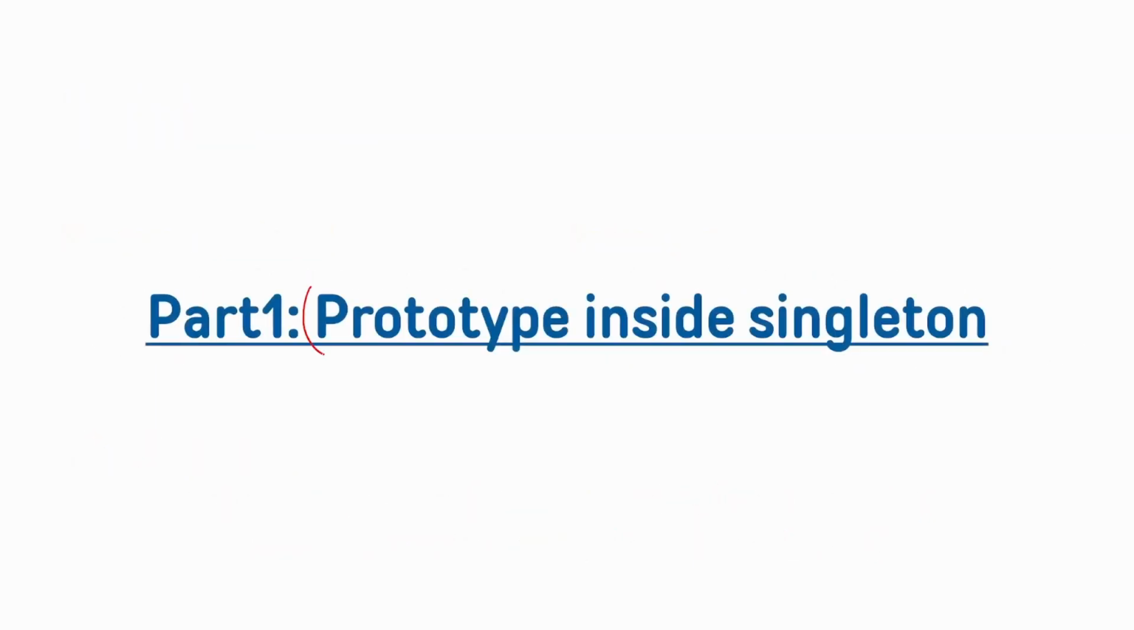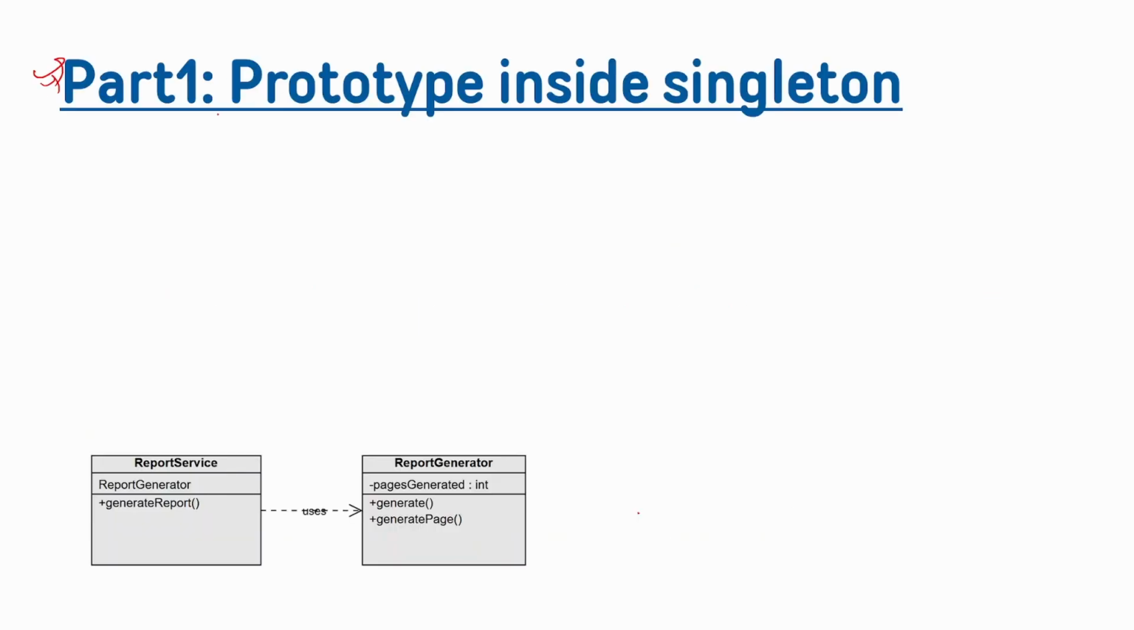First we will learn how we can use the prototype bean inside the singleton bean. To explain this we will use the example of report generation. To implement it, we will use two classes: the first is the report service, and the other is the report generator. The report service will be of type singleton, and the report generator will be of type prototype.